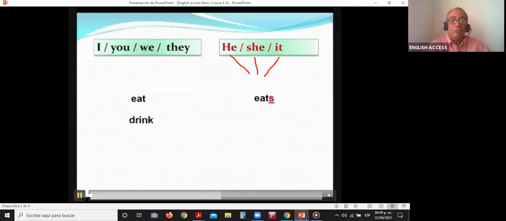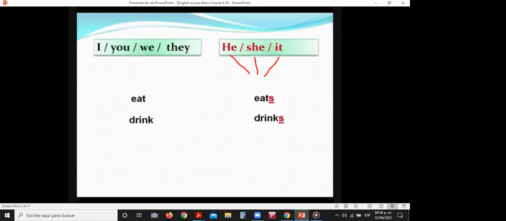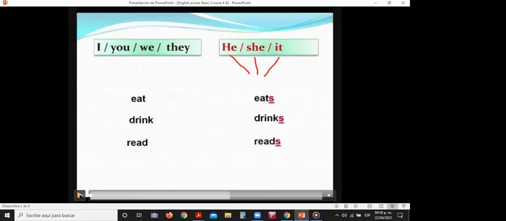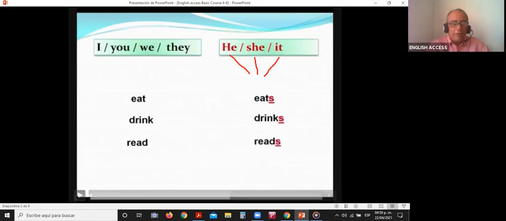See the examples. Drink. In this case, I drink, you drink, we drink, they drink. But he, Carolina, he what? He drinks. She drinks. It drinks. Very good. Antonio, you too, please. One more verb. Read. He reads. She reads. It reads. Very good. That's the way we change the verb.